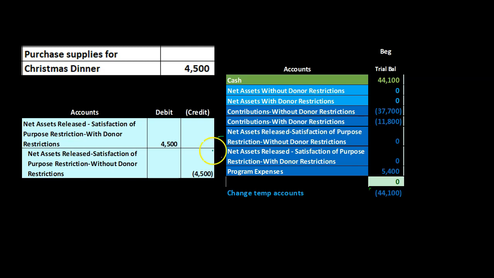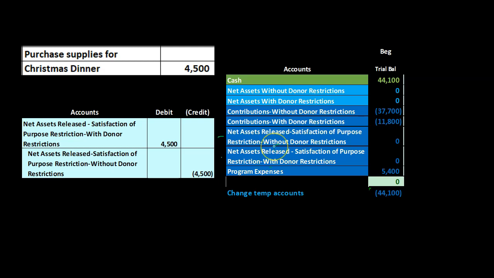So the way to do that is we have these two accounts. They're called net assets released, satisfaction of purpose restriction without donor restriction. There's the key word, without. And then net assets released, satisfaction of purpose restriction with donor restriction. The way I would think about these two accounts is that they're kind of like revenue type of accounts.